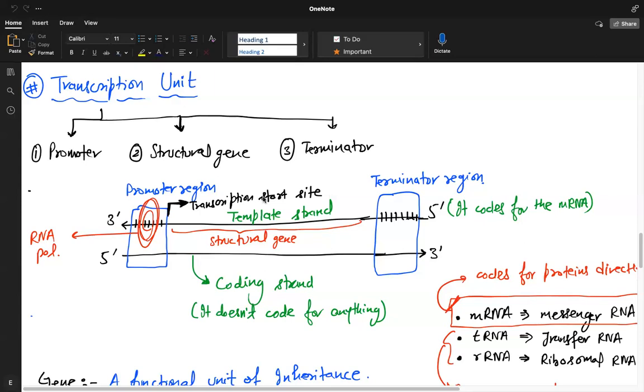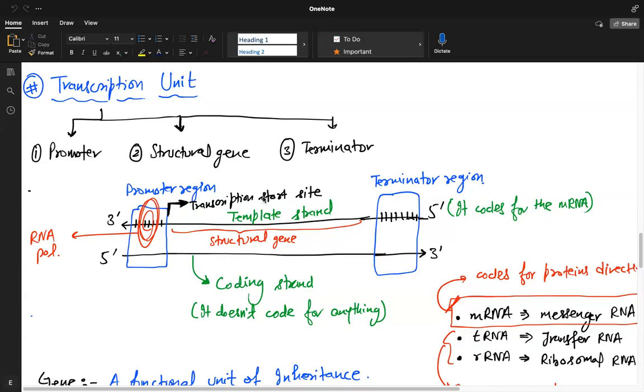So if you take the notation with respect to the coding strand, coding strand doesn't code for anything. We just call it coding strand because the mRNA that is coded will have the same sequence as the coding strand. But RNA pol, remember, works in a 5' to 3' direction. So obviously it will come and bind to the template strand, which is running in 3' to 5' direction.